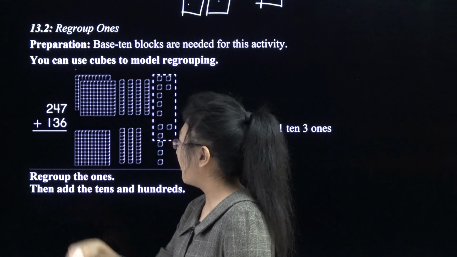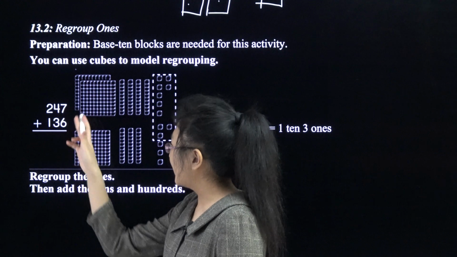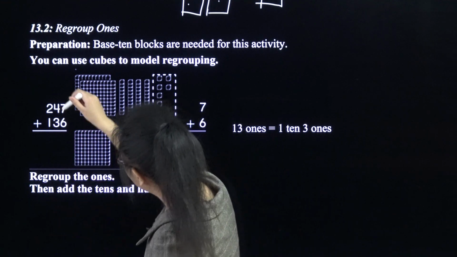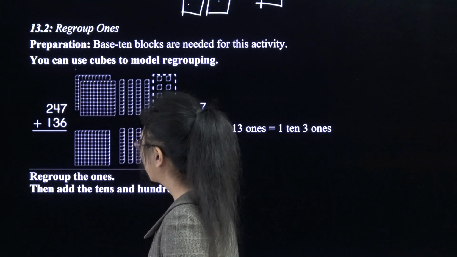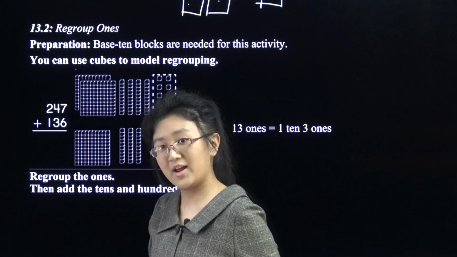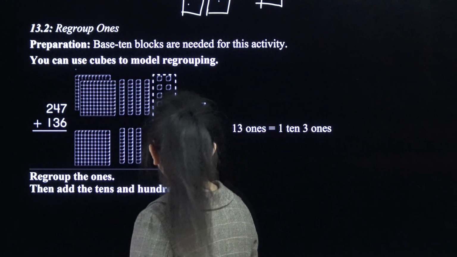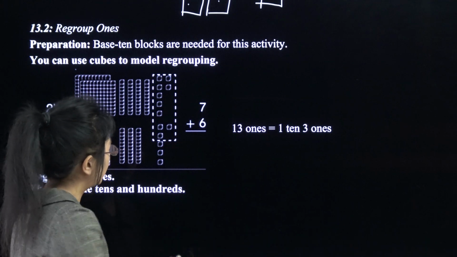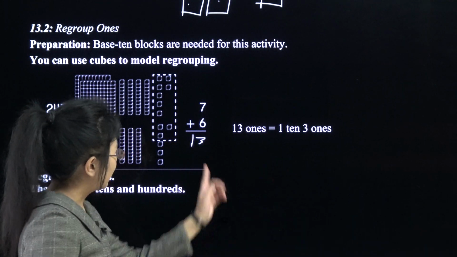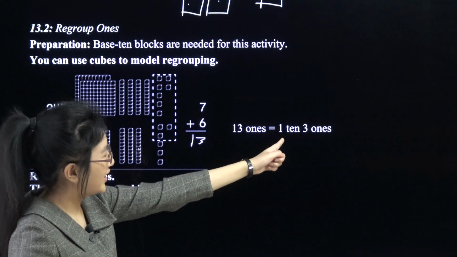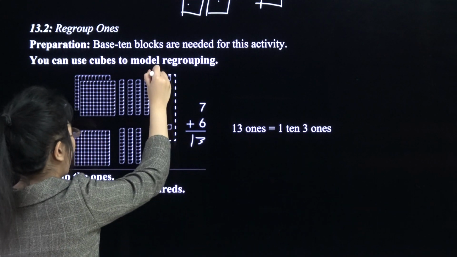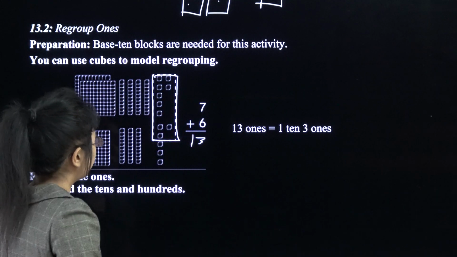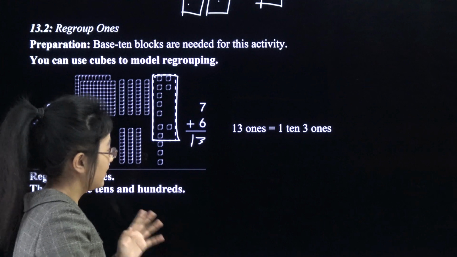So let's pretend that this is a problem. 247 plus 136. So we know that we start with the ones column, but 7 plus 6 is more than 10. So what do we do? Well, we think 7 plus 6 equals, well, 13. And 13 ones is 1 ten and 3 ones. So this is what we call regrouping. We regroup into groups of 10s and 1s.